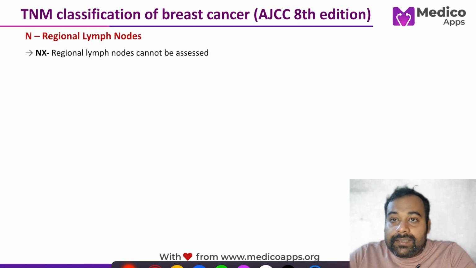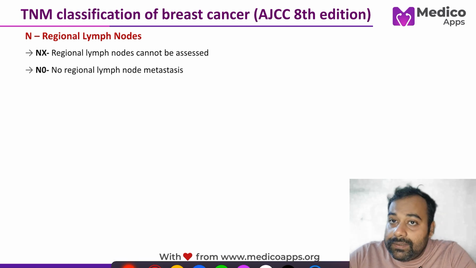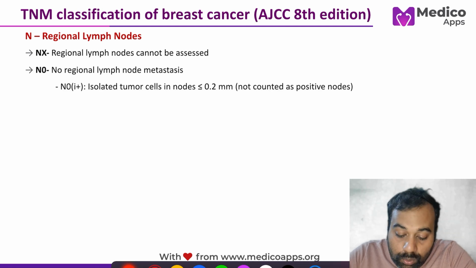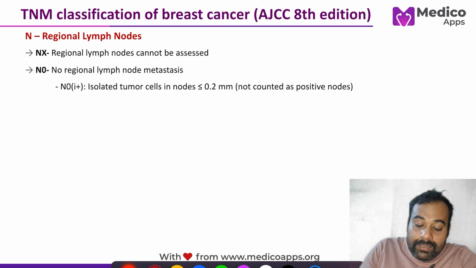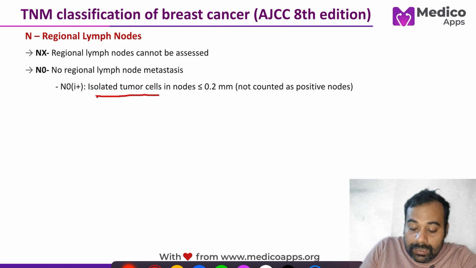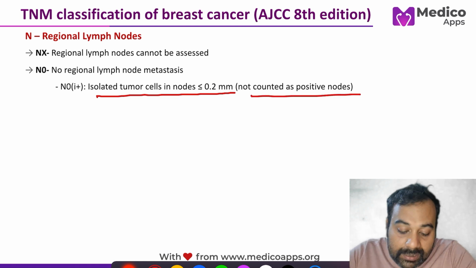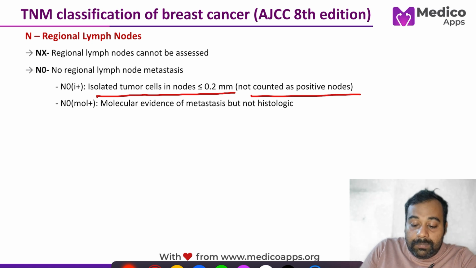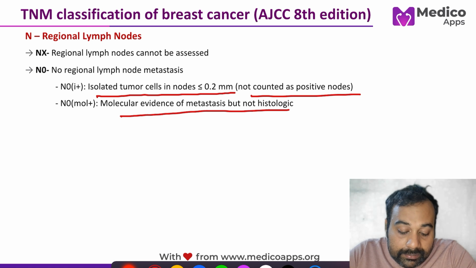Now we have the N staging, that is regional lymph node staging. NX means lymph nodes cannot be assessed. N0 means no lymph node metastasis can be recognized. N0(i+) is isolated tumor cells in the node that are less than 0.2 millimeter, not counted as a positive node. Also, we have molecular evidence of metastasis, but not histological, which is again taken here in the TNM staging.